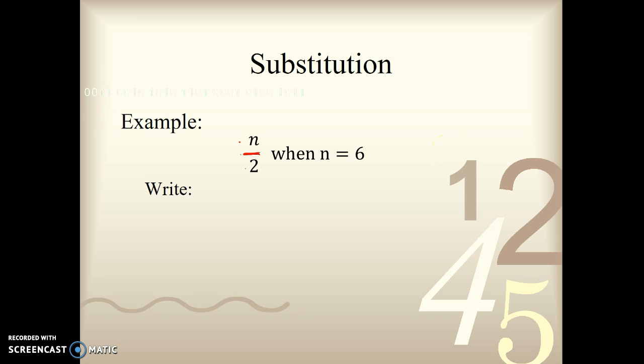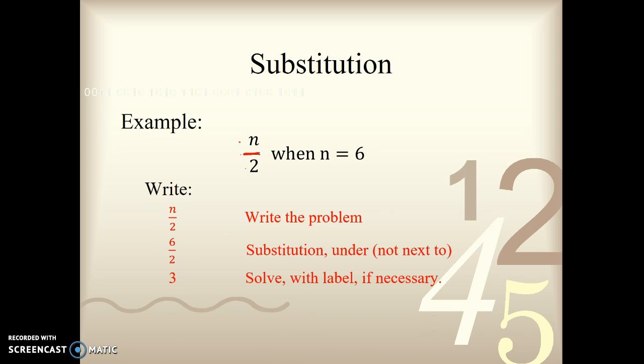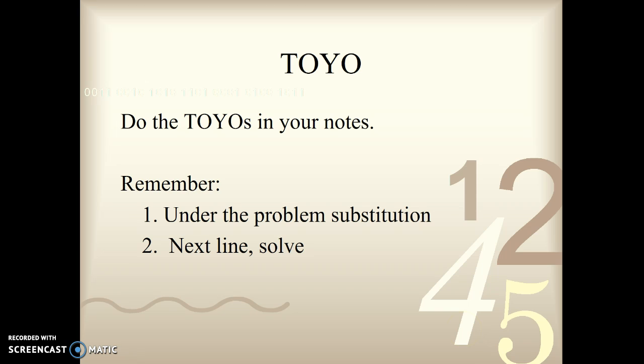Our first step is to rewrite the problem. Then we're going to substitute in the number for the variable. We write it underneath the original problem, not next to it, and then we solve it. So we substituted in 6 for n, so our problem became 6 divided by 2. The answer is 3.